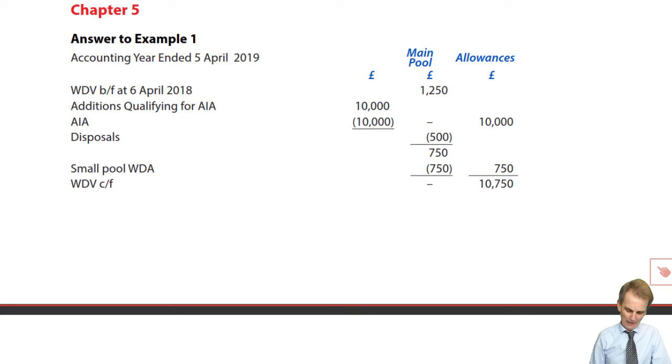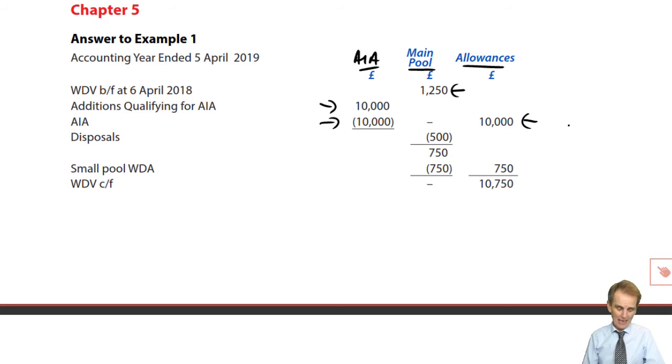Let's just have a little look at what that answer would look like. Again, we knew we needed our AIA column, we knew we needed main pool, we knew we needed to record the allowances of the period. We started with our opening tax written down value. We had the additions and with it the AIA, eligible for the 100% allowance, nothing in the pool, allowance is 10,000. Then we take out our disposals, limited to sales proceeds to a maximum of original cost. That brings it down to 750.